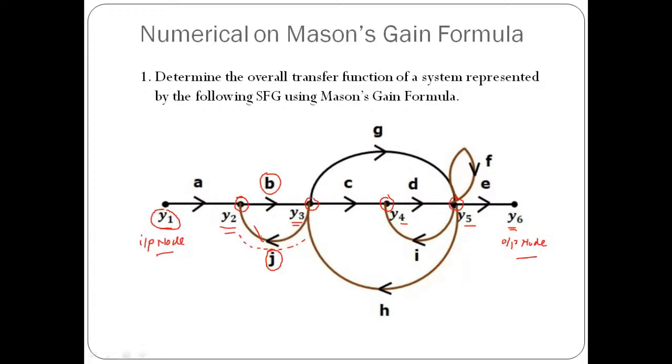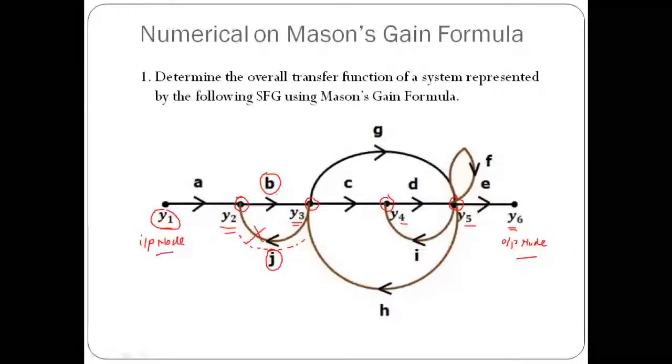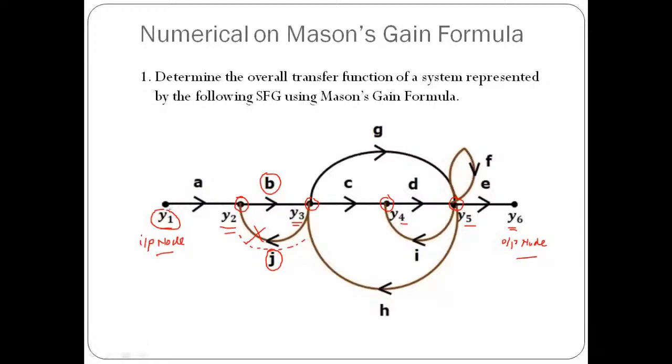So this is not the perfect forward path to move from y2 to y3, because we need to take the sense of flow of signal in that branch, and it is always from the input side to the output side. So while moving from y2 to y3 we have only one branch, of gain b, because the flow of signal is from y2 to y3. That is important. So y1 to y2 through a, and then y2 to y3 only through b. We don't have the option to go through j.